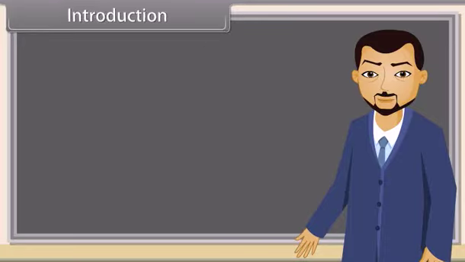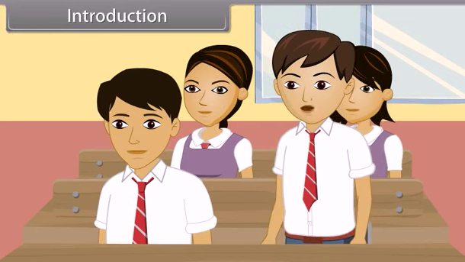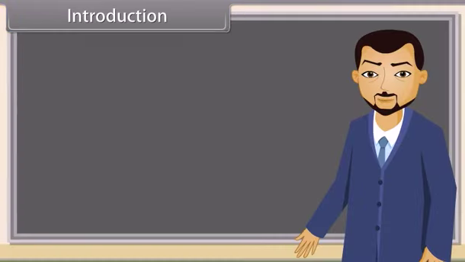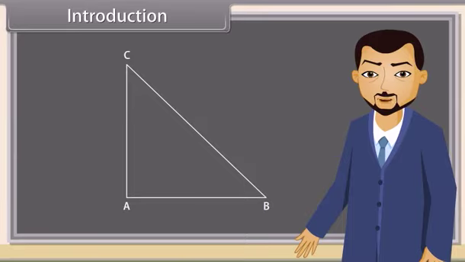Introduction. Can anyone tell what similar triangles are? Sir, similar triangles are triangles whose corresponding angles are the same, but whose corresponding sides may be of different lengths. Absolutely correct. Look at this triangle now.